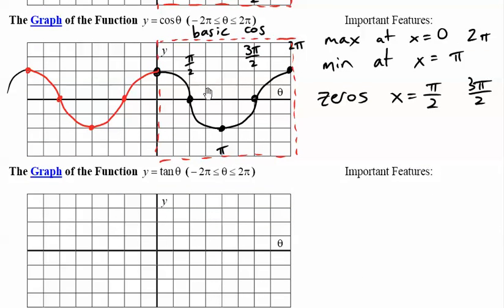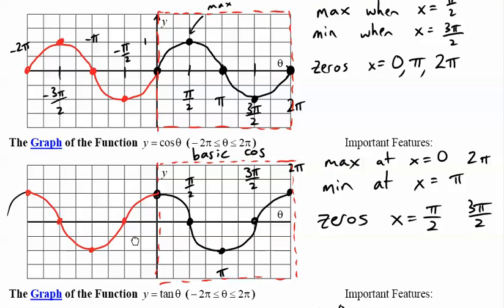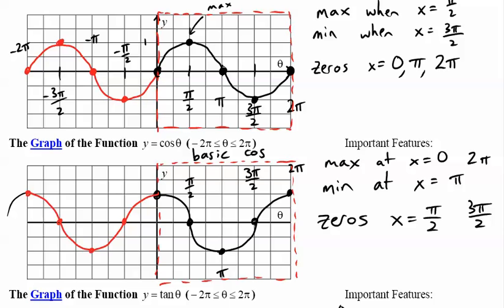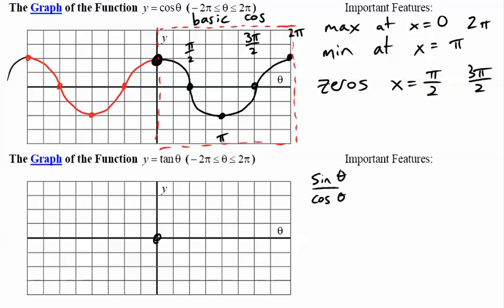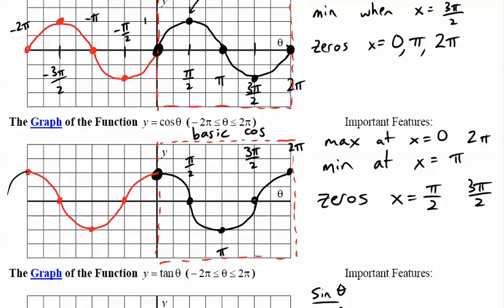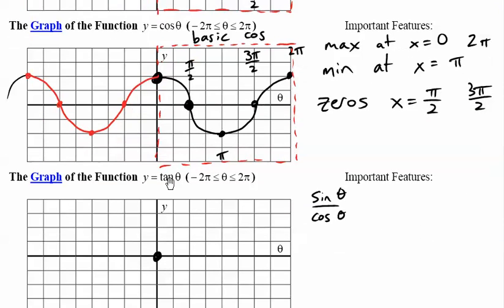Now the graph of tangent is sine divided by cosine. So I can just take the y value of the sine graph divided by the y value of the cosine. So here y is 0, y is 1. 0 divided by 1 is 0. On sine, y is 1, cos is 0. 1 divided by 0 is undefined.